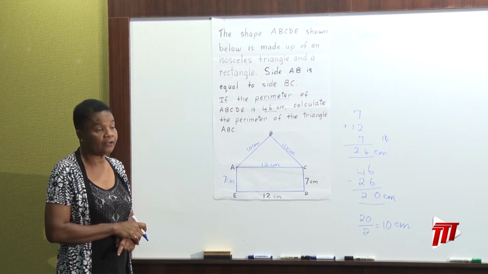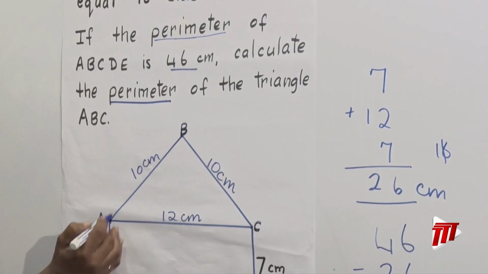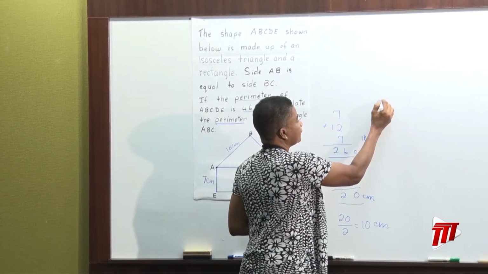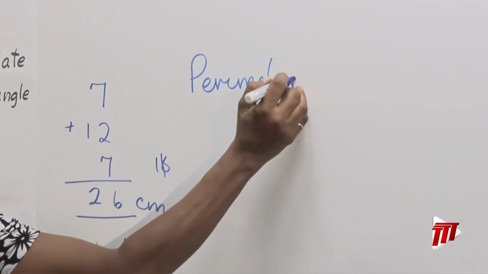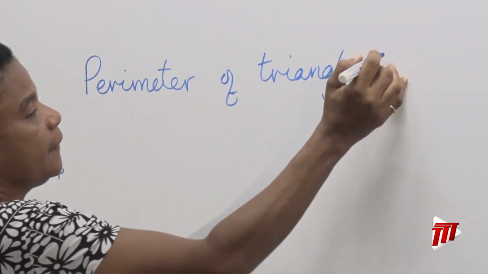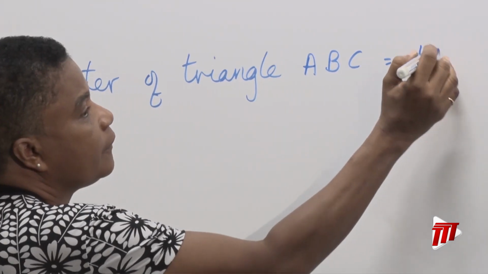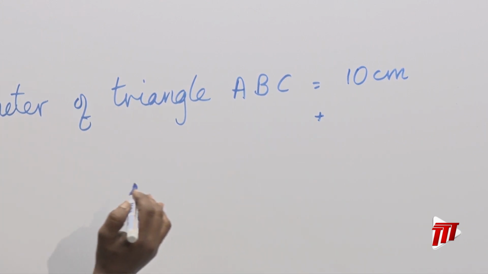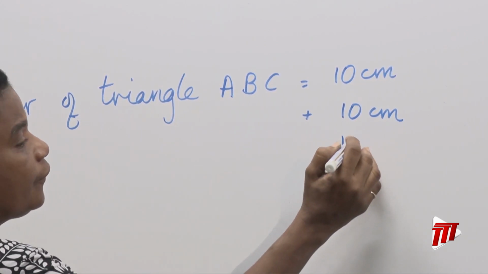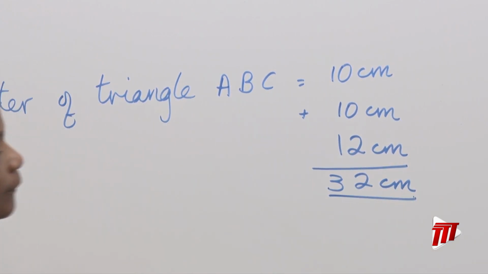Now, is the sum finished? No. The question asks us to find the perimeter of the triangle. So we're going to start at A, go to B, to C, back to A. So let's find the perimeter of triangle ABC. It will be from A to B, which is 10 centimeters, plus from B to C, which is 10 centimeters, plus from C back to A, which is 12 centimeters. And when we add that, we're going to get 32 centimeters.